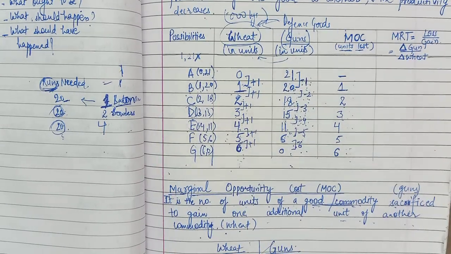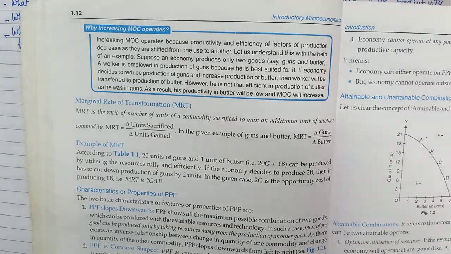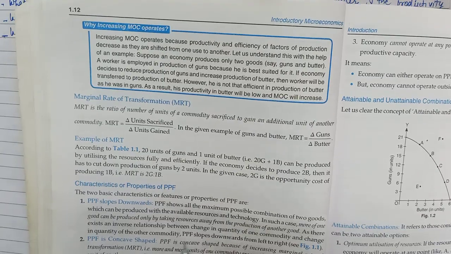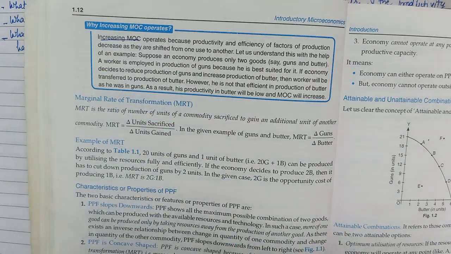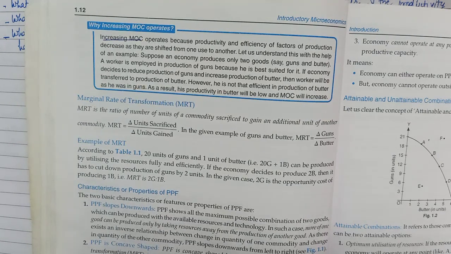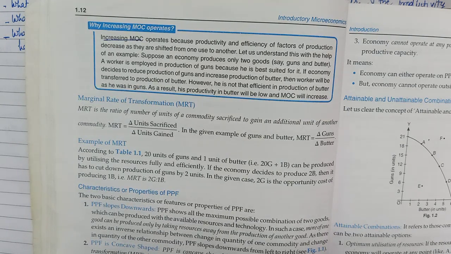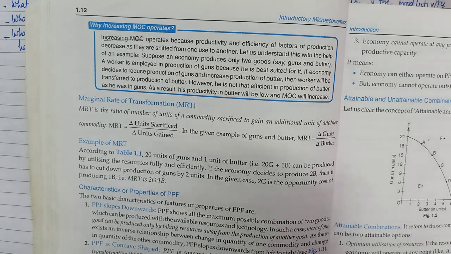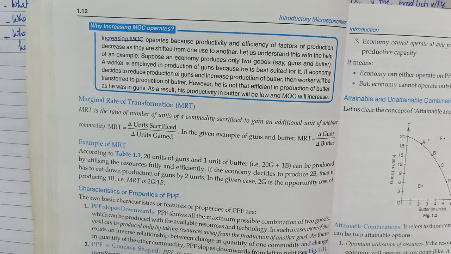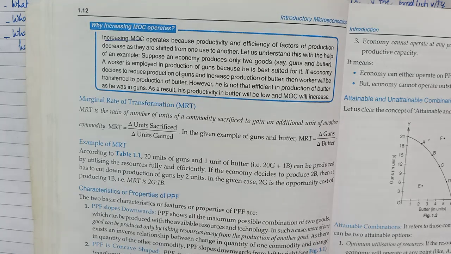Now, why does this happen? Let me just show you. You only need to understand this. There is no need to write this. Increasing MOC means the loss is increasing every time. Earlier you lost 1 unit, then you lost 2 units, then you lost 3 units, and then you lost more than 3 units, and so on. So MOC is the number of units lost, and MOC is increasing. So why does increasing MOC operate?